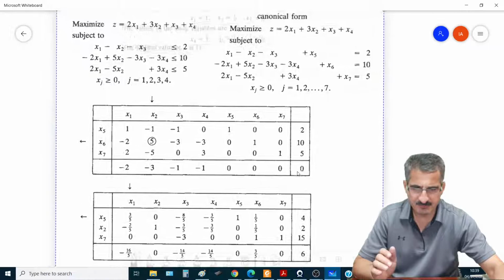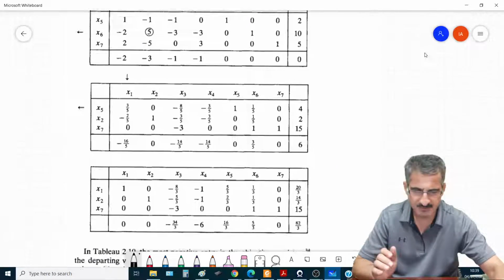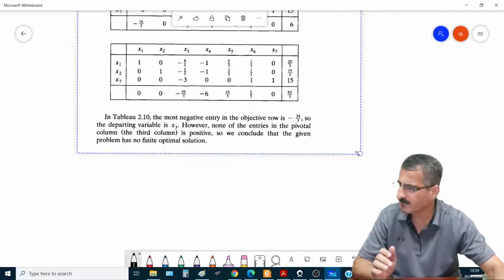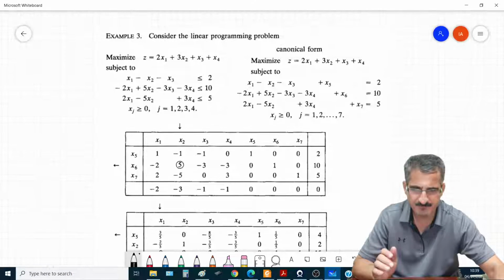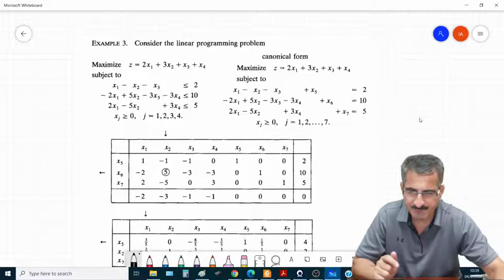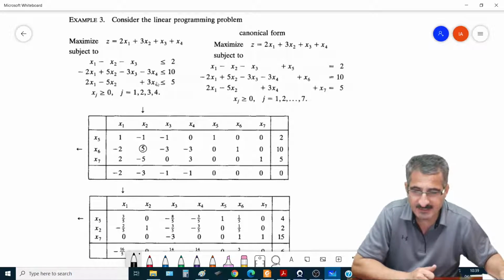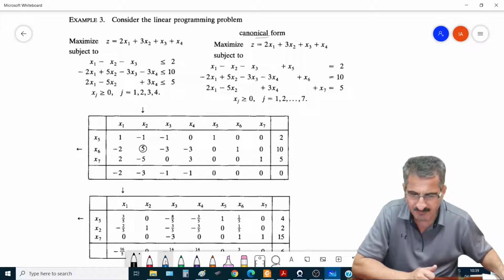Okay, another example. This is big. Let me make it small so that we can see all of it on the screen. Maybe this is good. Okay, consider the linear programming problem. Again, this is in standard form converted to canonical form, and then we get that.